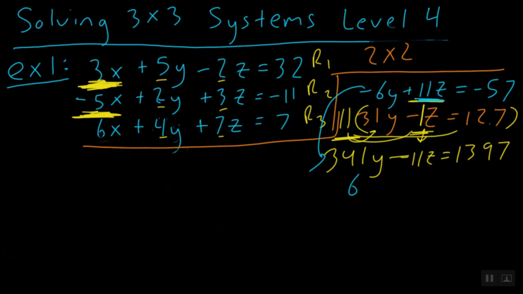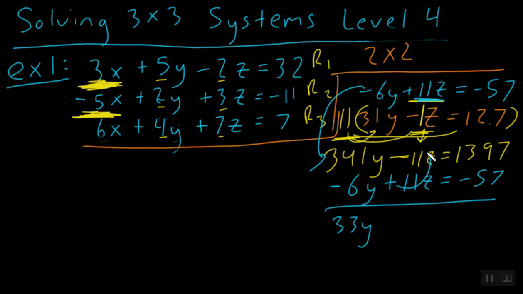Now I write that -6y plus 11z equals -57. And you're going to notice this. 341 minus 6 is 335y. My z's cancel. Okay? Wait a second. Do y'all see how I made that mistake there? Man, these problems can be brutal. Okay? 341 minus 6 is 335y. And 1397 minus 57 should be 1340. But let's just double check. 1397 minus 57. Yeah, that's going to be 1340.